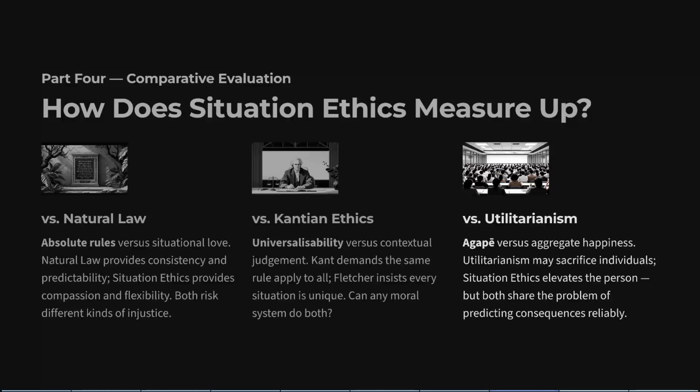And then we pit situation ethics against utilitarianism. Both are consequentialist. Both judge acts by outcomes. But utilitarianism measures outcomes in terms of aggregate happiness, which may require sacrificing individuals for the greater good. Situation ethics insists on the irreducible value of every person through agapē. However, both of them share the same fundamental vulnerability: the problem of predicting consequences reliably. Neither theory fully escapes this. Pointing this out in one of your essays shows comparative depth.